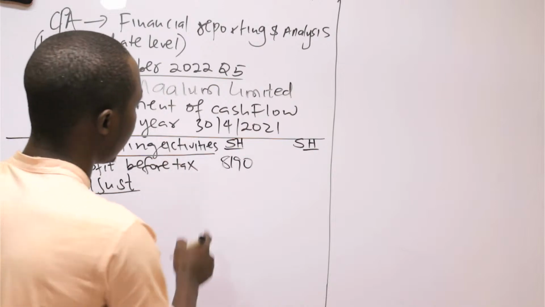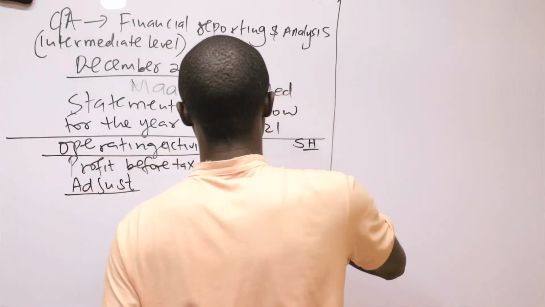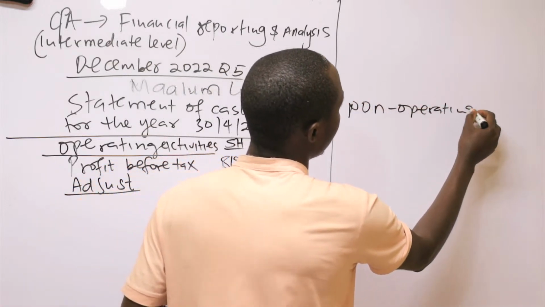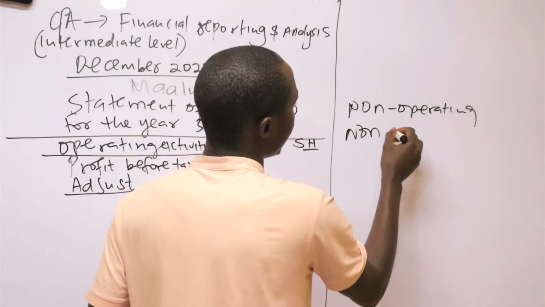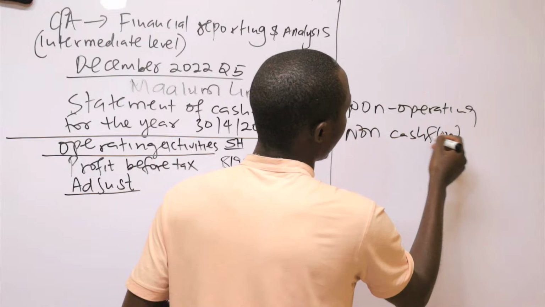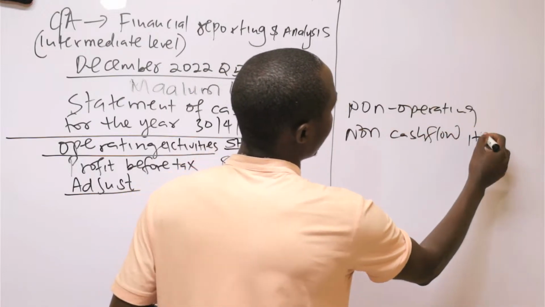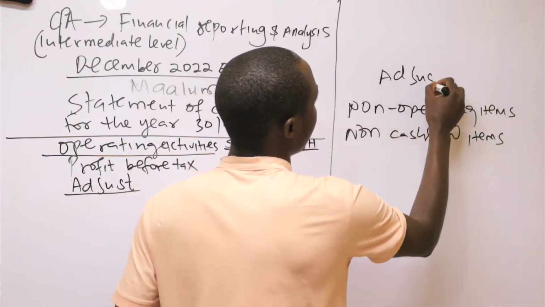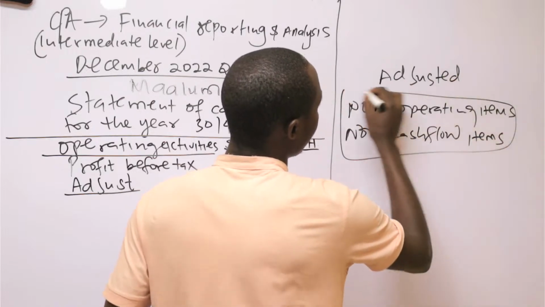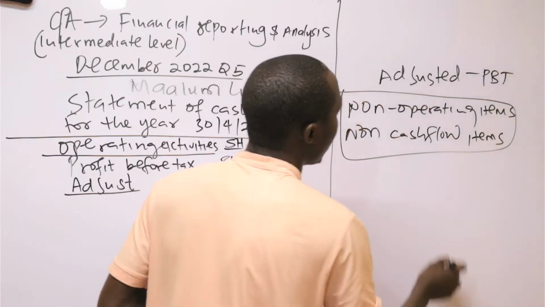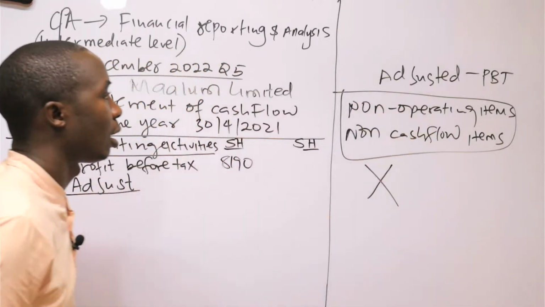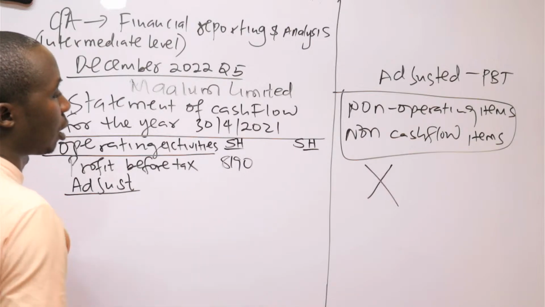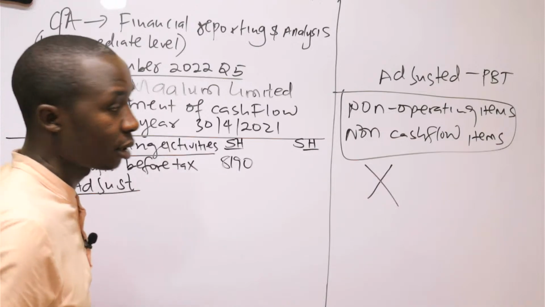Now after this profit before tax, remember that for us to get the profit before tax, we have non-operating items, or we call them non-cash flow items, which have been adjusted here. These items have been adjusted for us to get the profit before tax, and they were not supposed to be adjusted for us to arrive at this profit before tax. So we need to correct that. We need to adjust this profit.